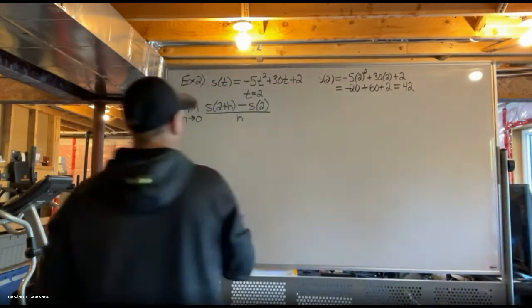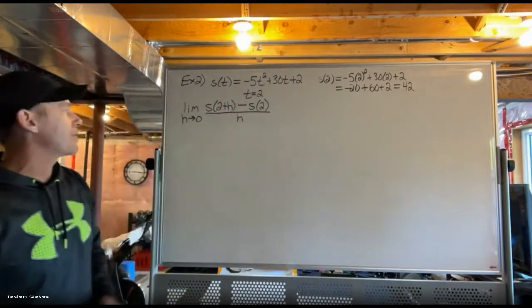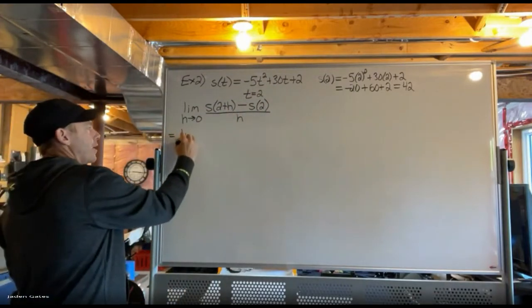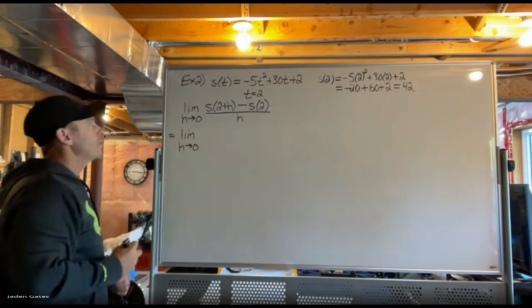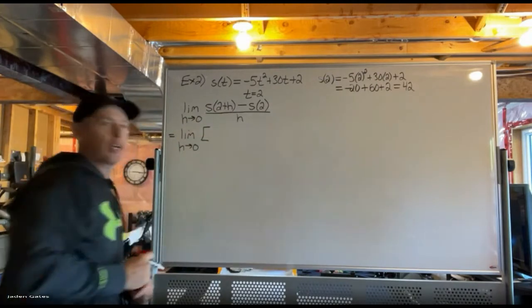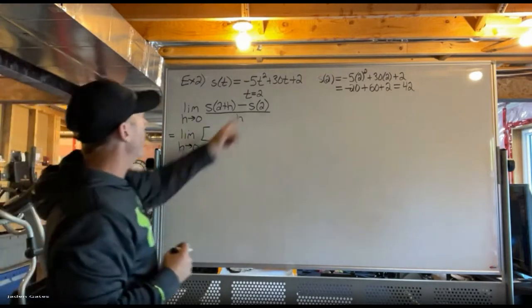Now, the reason I'm doing that is because I'm going to have to plug 2 plus h into this formula to find S of 2 plus h. So here we go. Again, I'm going to find the limit as h approaches 0. I'm going to have to sub, and just to keep it neat and separate, again, I'm going to go with my square brackets. All right. And so I'm going to plug in here.